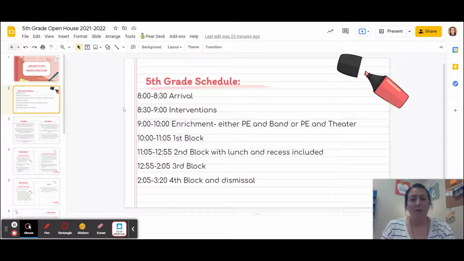So every day we follow the schedule. We have interventions between 8:30 and 9 o'clock. Also during that time, students who are not necessarily pulled for small group will be working on morning work and anything that's not complete, or if they've been absent, catching up on anything that they needed to get completed. After that, they have enrichment from 9 to 10. Then we start our first block at 10, and then the schedule will follow for the rest of the day with lunch and recess during that second block time.